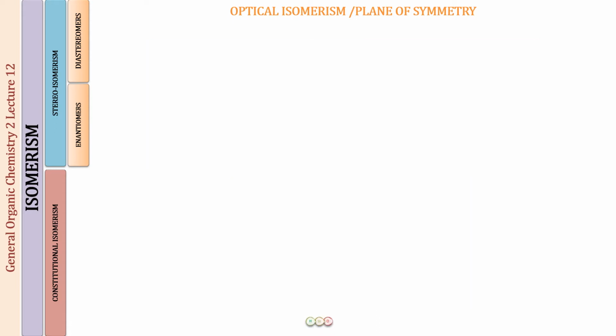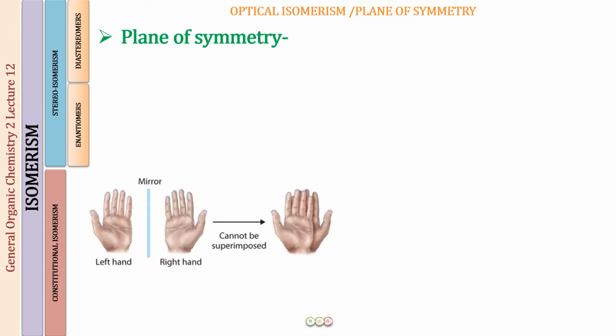So the first element of symmetry is the plane of symmetry. We denote this by the letter sigma. And how do we understand what we mean by this plane of symmetry? Well, first of all, look at this.